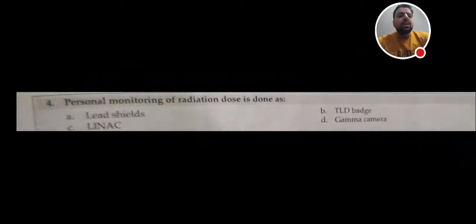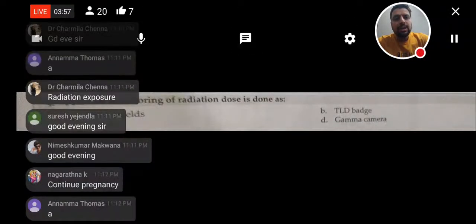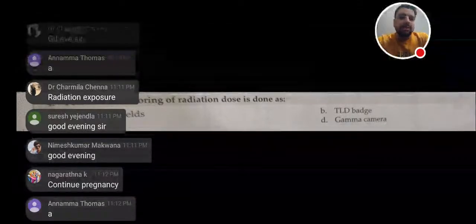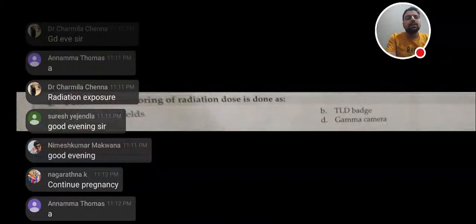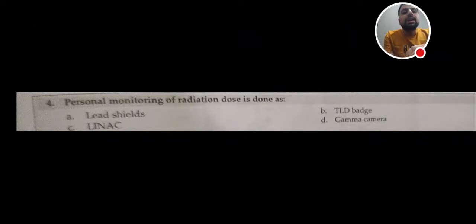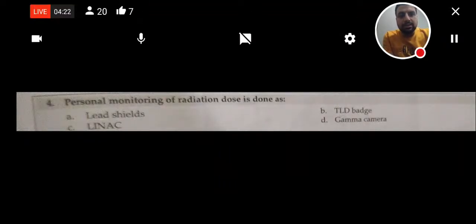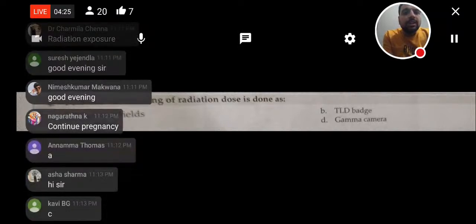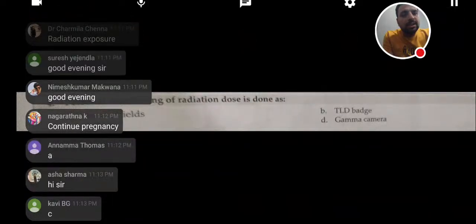Personal monitoring of radiation dose is done by, as those who are working in operation theater or in radiology wards in the laboratory know, lead shields, TLD badge, LINAC, gamma camera. So which one is the best answer here? The answer is TLD badge.